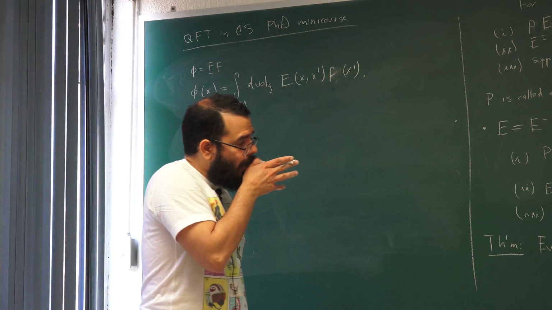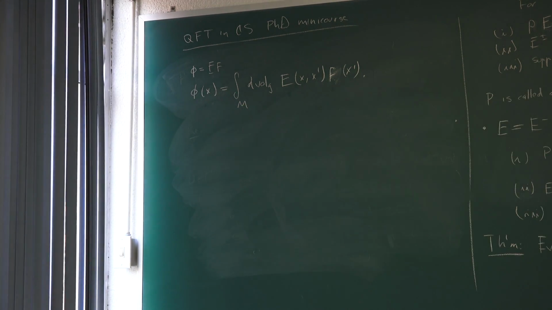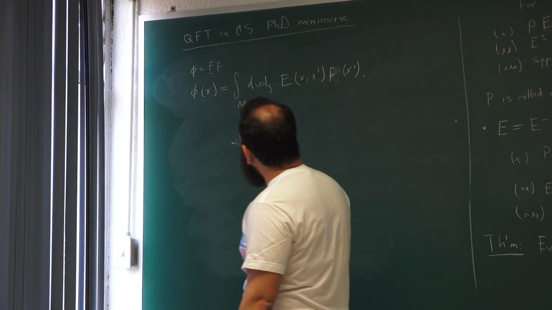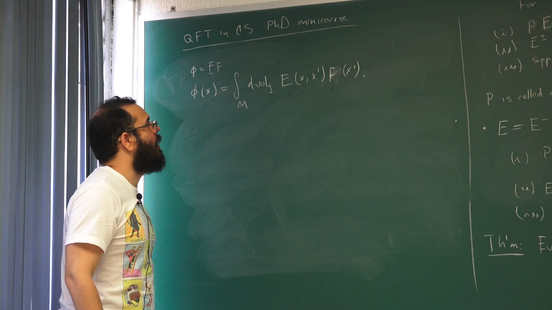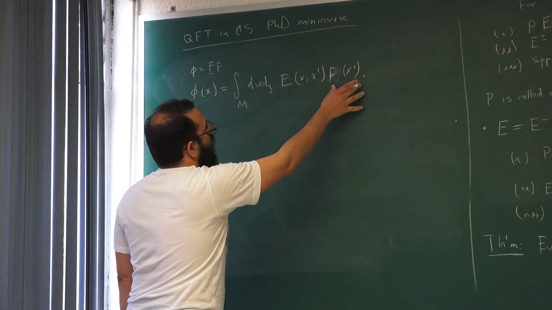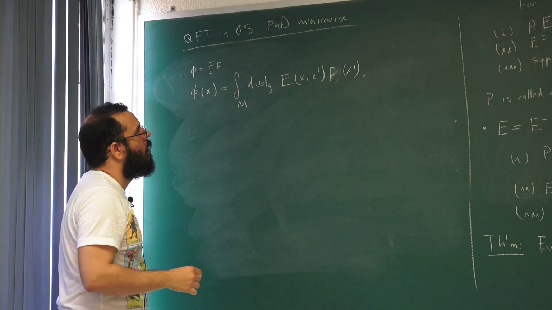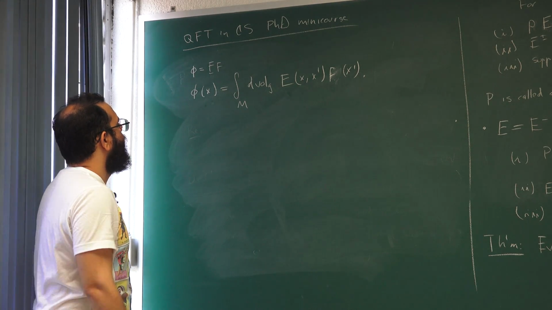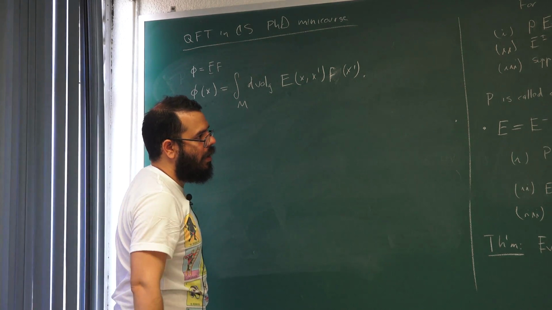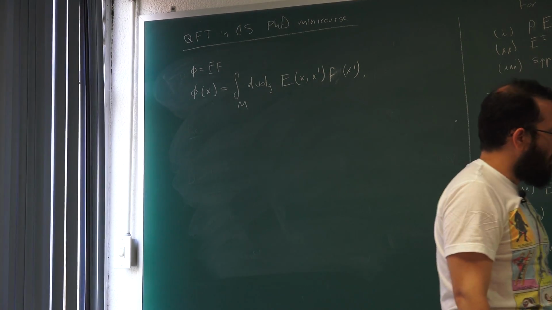And now I want to put a symplectic structure on the space of solutions. To do that, it suffices to realize that this E guy is antisymmetric. How do we see that?